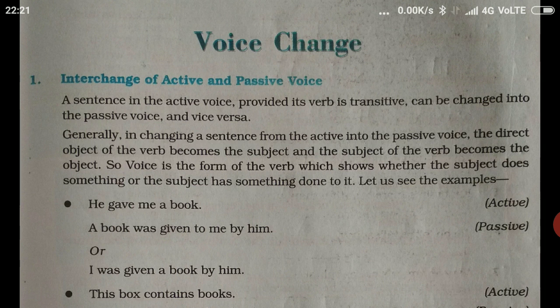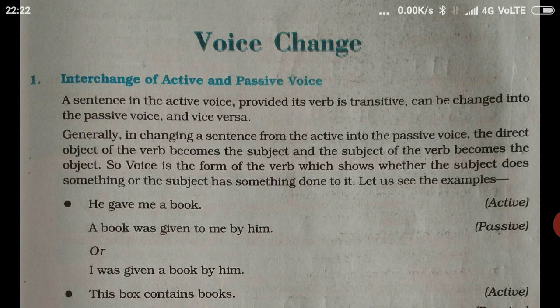It means here, active and passive voice, that means to change the subject into object and object into subject, right? If you change active to passive, you will have to change subject to object and object to subject, right? Here the first example for you: he gave me a book, right? So you will have to write here, book is your object and he is your subject, right? According to the rule, your object will become subject and subject will become object. And before object you will have to use by, right?